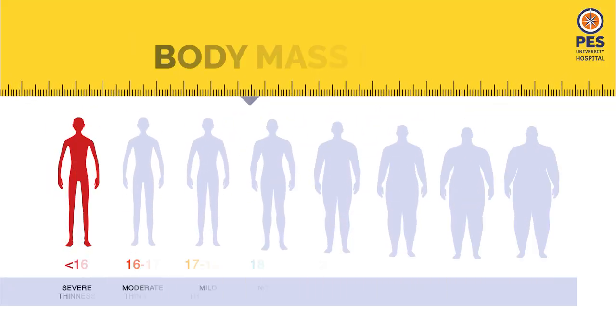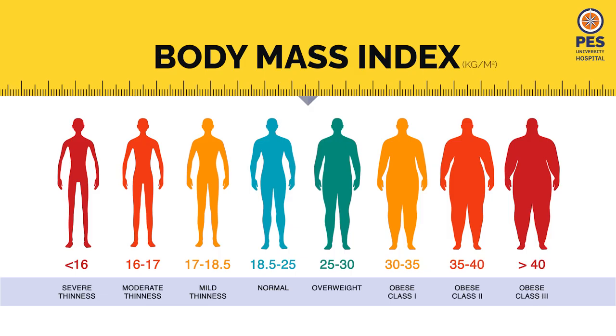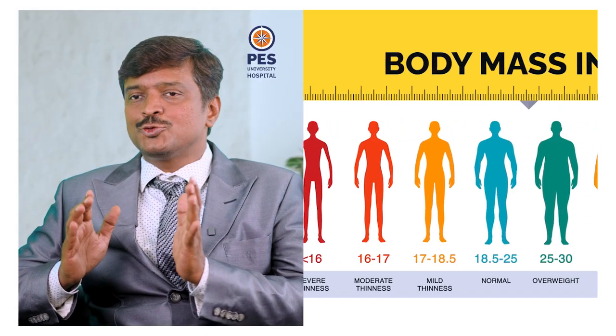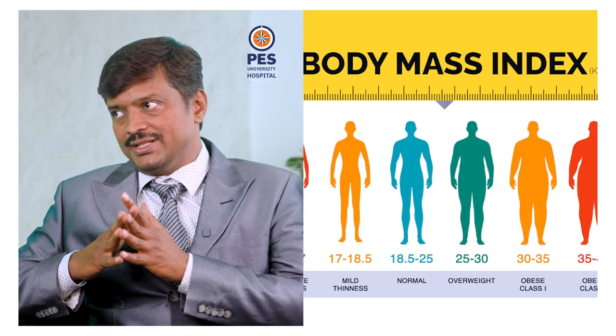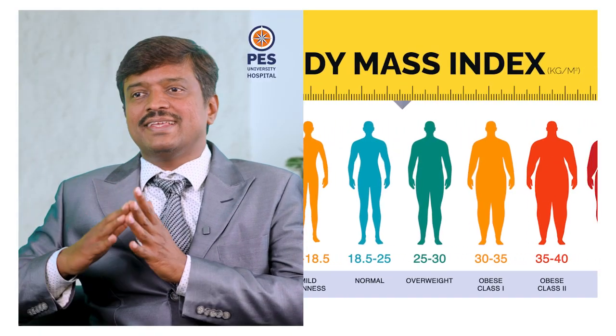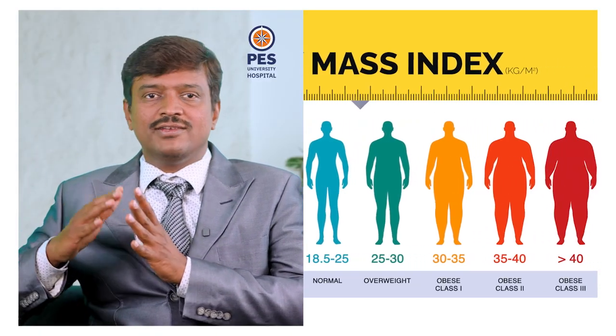So conventionally we use certain parameters, like the first one, body mass index. That means weight in kg divided by height in meters squared. So for one individual of a particular height, how much weight it should be. Normal body mass index should be around 18.5 to 24.9. When the body mass index is 25 to 30, we call it overweight. If the body mass index crosses more than 30, that is called obesity.